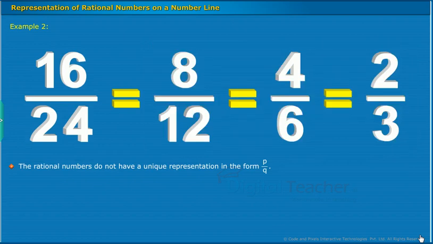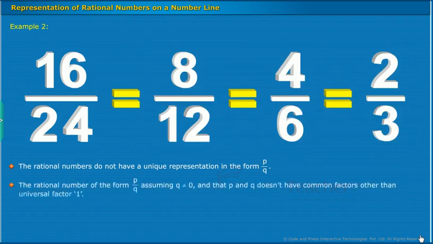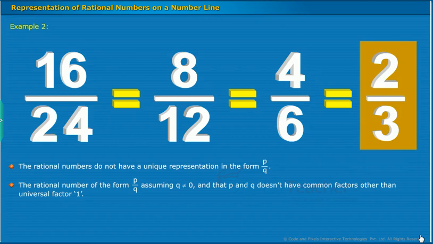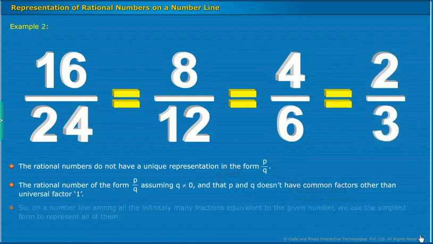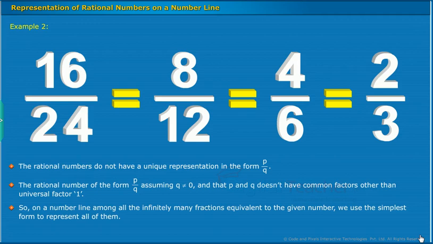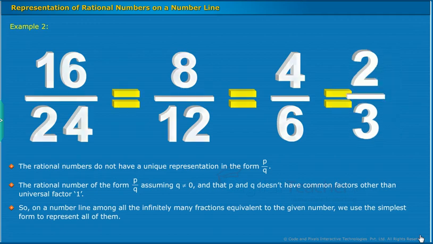And also we observe that the rational number is of the form p by q, assuming q is not equal to 0, and that p and q don't have common factors other than the universal factor 1. So, on a number line, among all the infinitely many fractions equivalent to the given number, we use the simplest form to represent all of them.